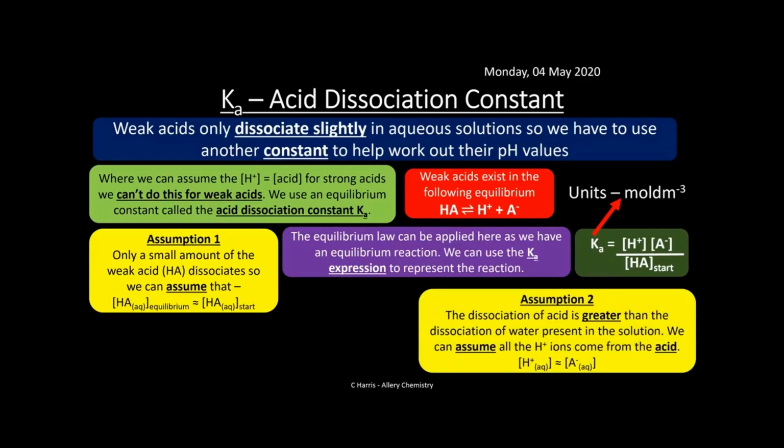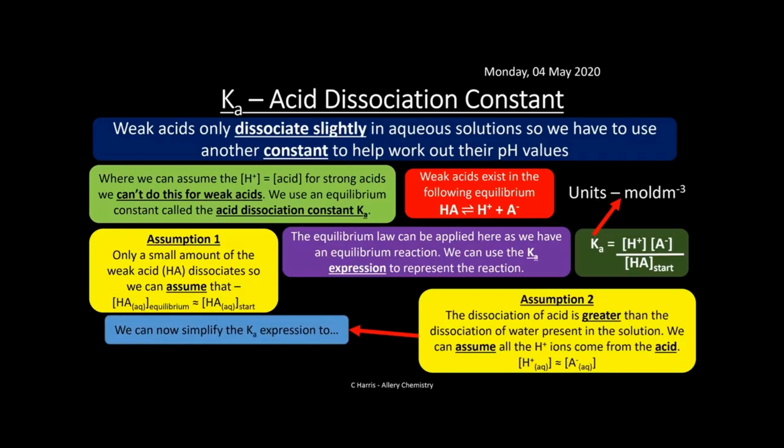The second assumption is that dissociation of acid is greater than the dissociation of water present in the solution, and so we can assume that all H plus ions come from the acid. Okay, so it's not coming from the water. Obviously they will exist, of course they do, because it's in solution, but we assume that they all come from the acid. And so we can assume the amount of H plus ions is approximately equal to the amount of A minus ions.